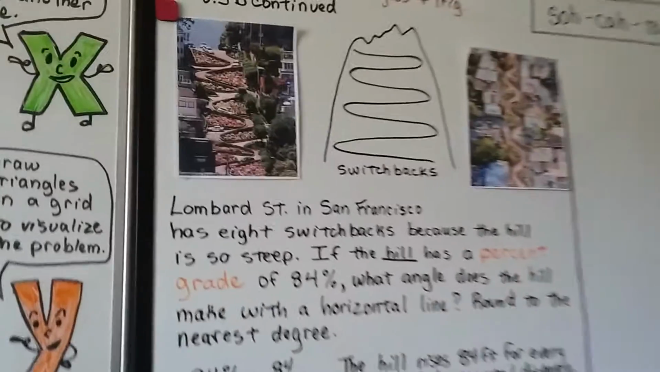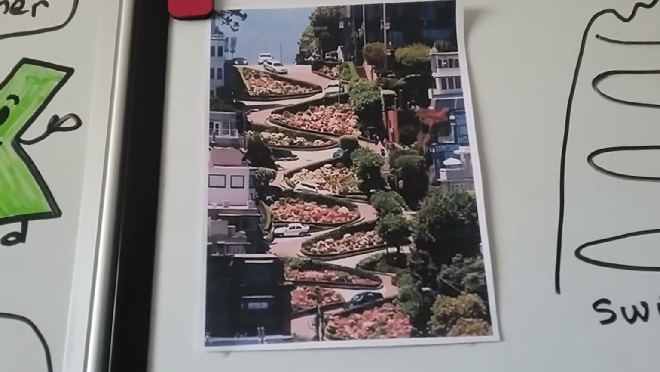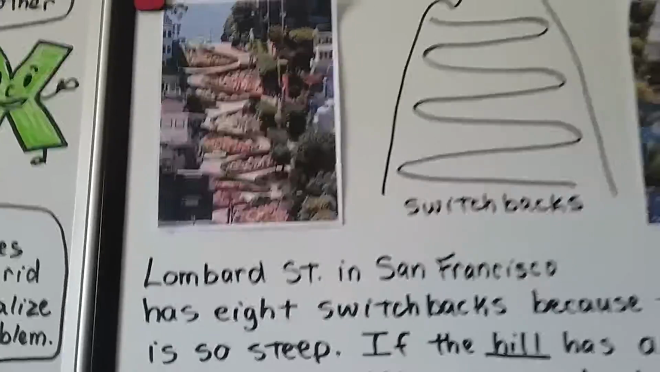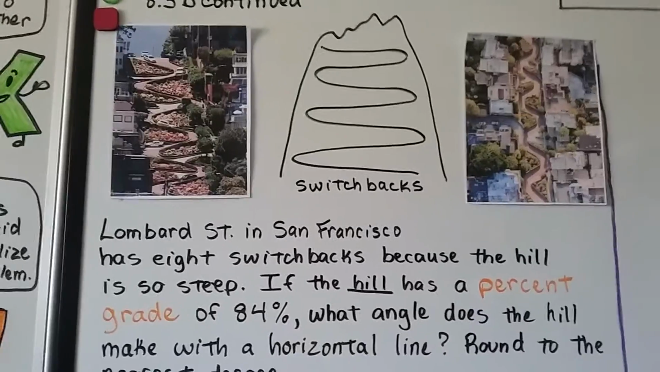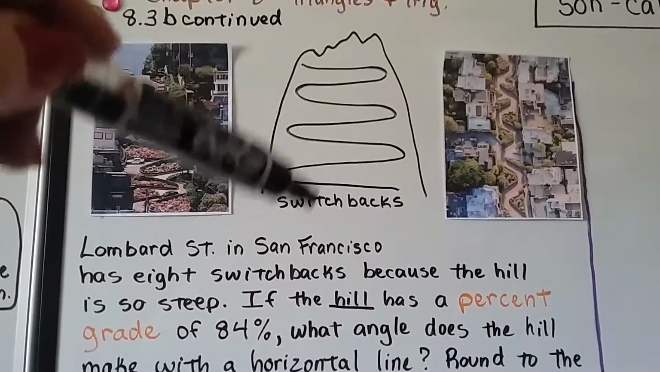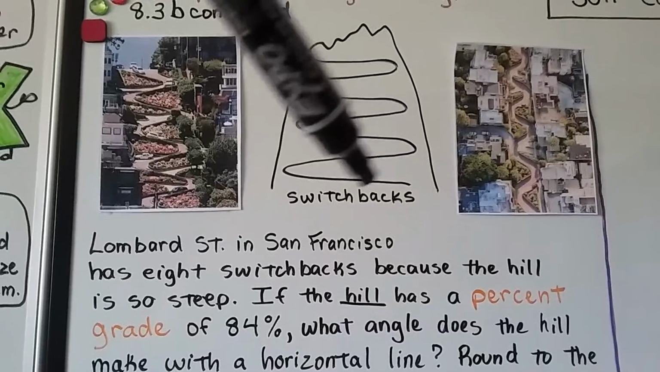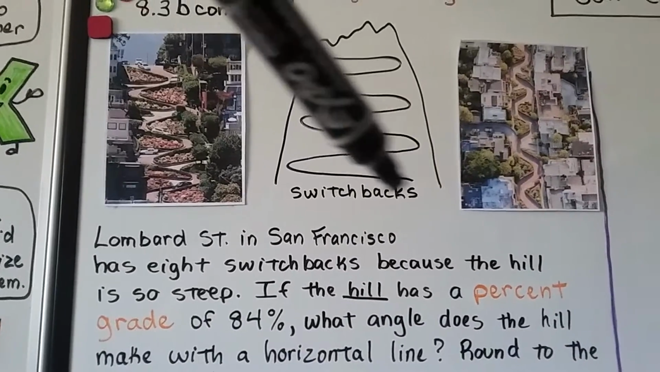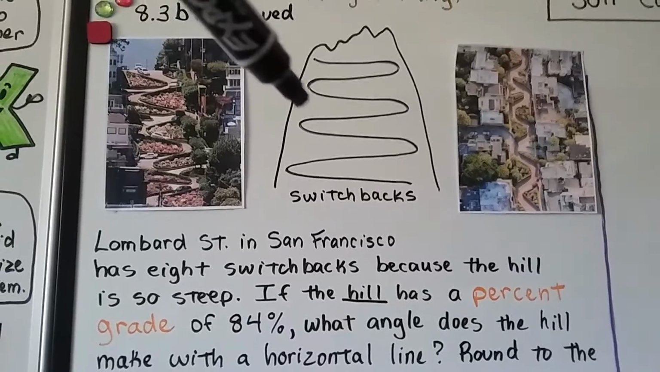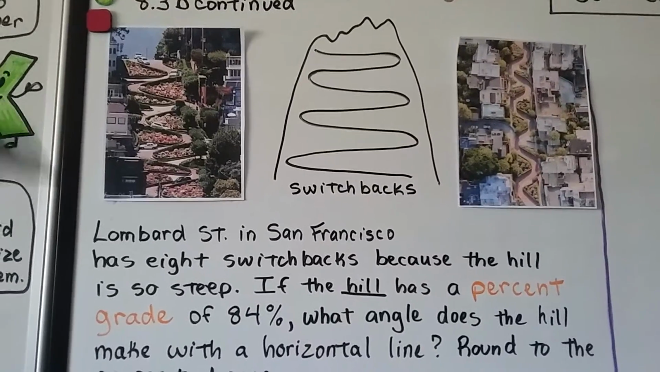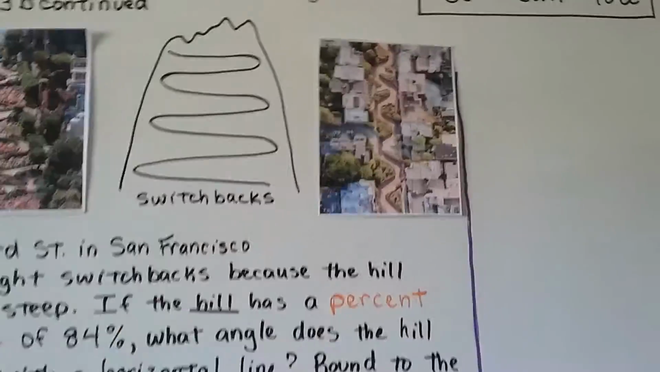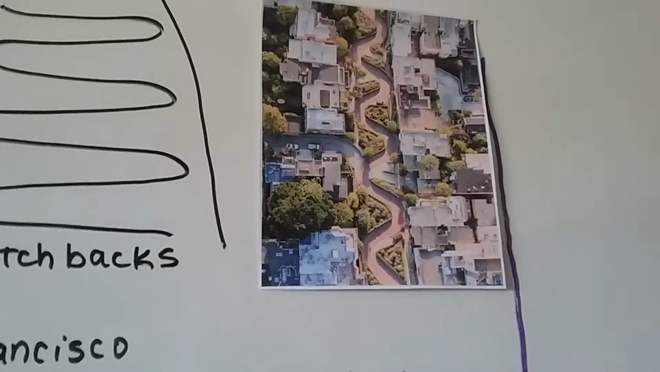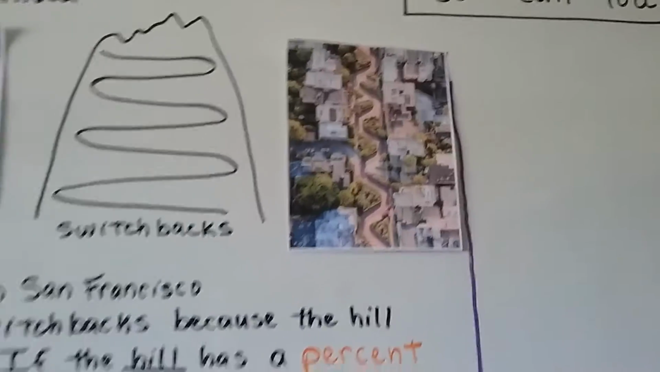Now take a look at these pictures. Look at this picture here. Look at that street. It's pretty steep. That's Lombard Street in San Francisco, and it has 8 switchbacks because the hill is so steep. With a switchback on the side of a hill or a mountain, when they build the roads, they don't want the percent grade to be very steep, so they make these switchbacks, so the grade isn't a dramatic percentage. And this is what it looks like from above. It kind of looks like a snaking river, doesn't it? That's Lombard Street in San Francisco.